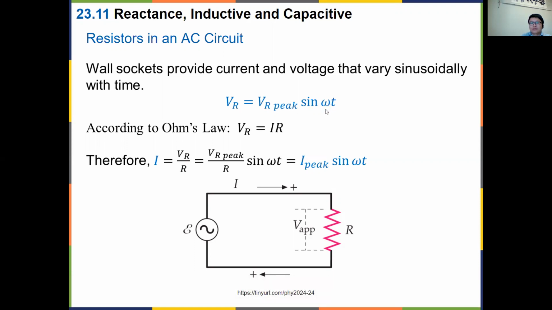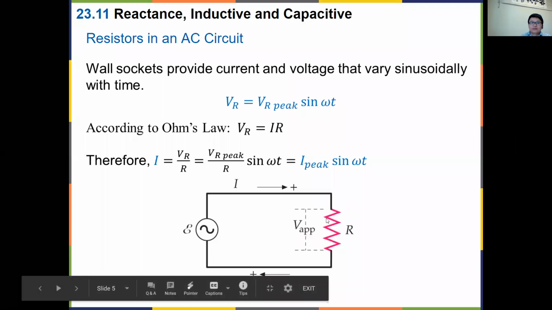Omega is the angular frequency. So for example, if the frequency of the electricity is 60 hertz, then the angular frequency is 2 pi times that frequency in this function. And let's take a look at the simplest element.